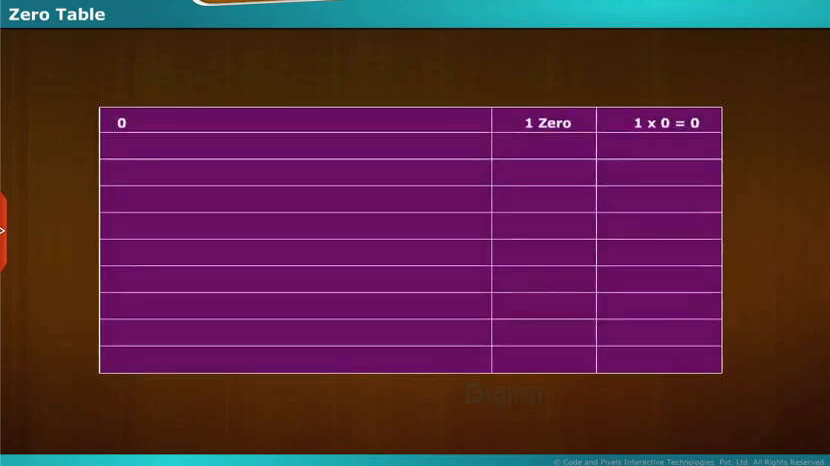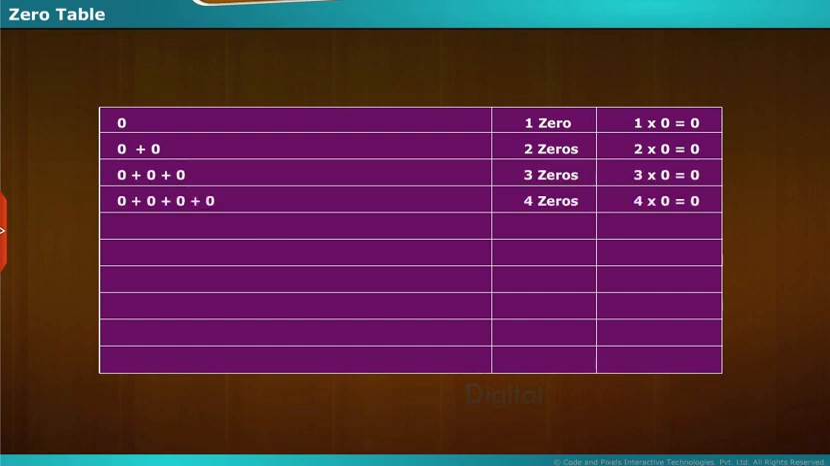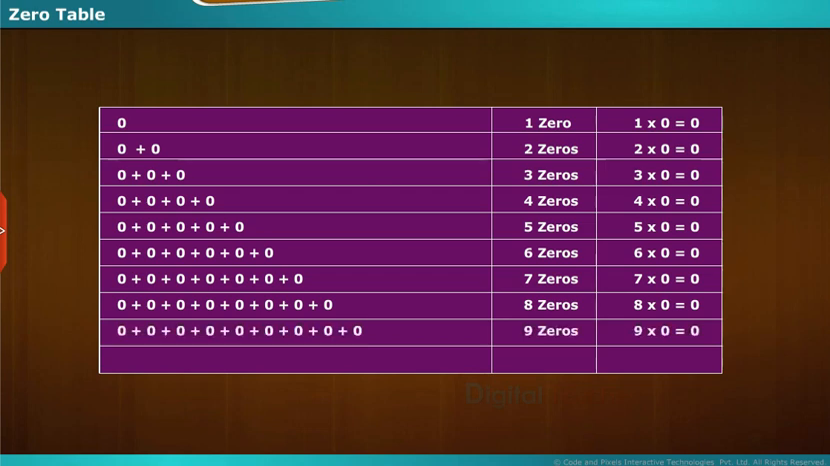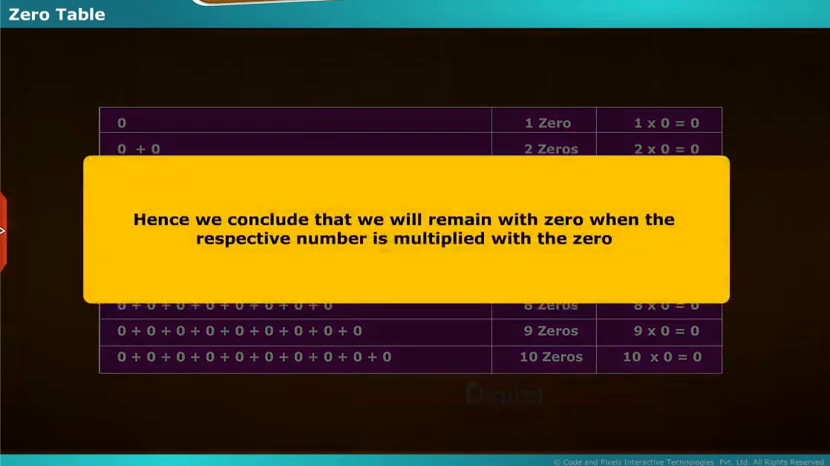Here we look at 0 tables. 1 times 0 is 0. 2 times 0 is 0. 3 times 0 is 0. Continuing in the same way, up to 10 times 0 is 0. Hence we conclude that we will remain with 0 when the respective number is multiplied with the 0.